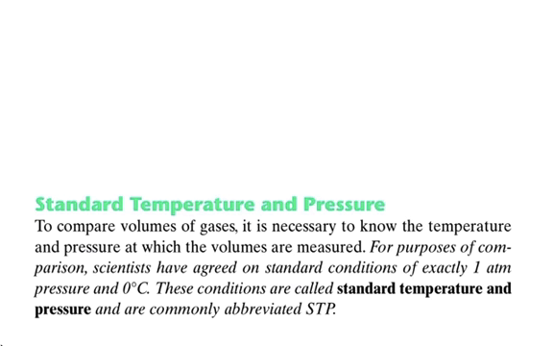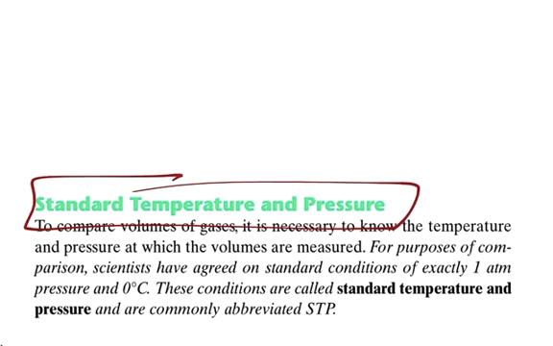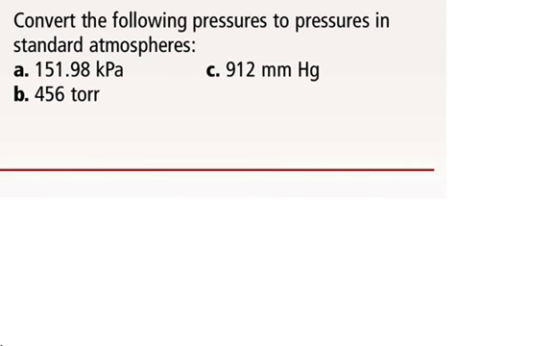Before we do any conversions, let's take a moment to look at something in your book. We typically want to do any calculations at standard temperature and pressure, STP, which is typically 1 atmosphere and 0 degrees Celsius. That's what we call standard temperature and pressure. So let's do just a couple of conversions.